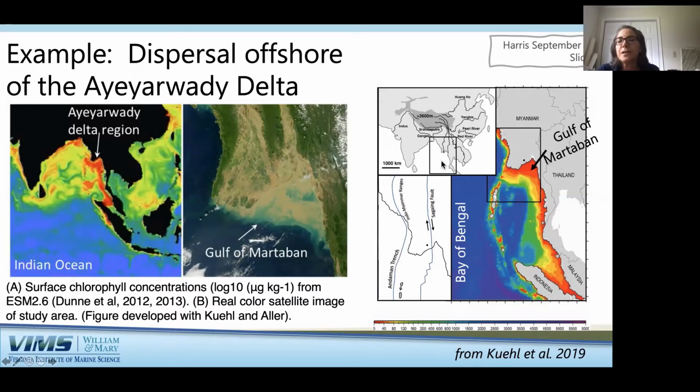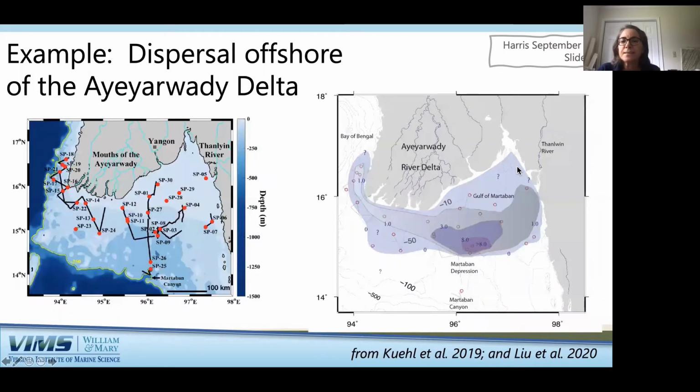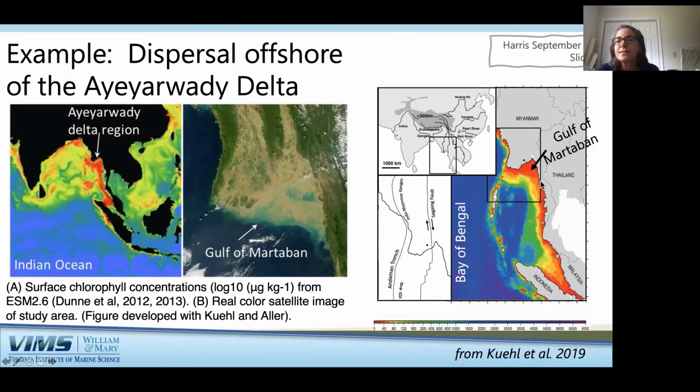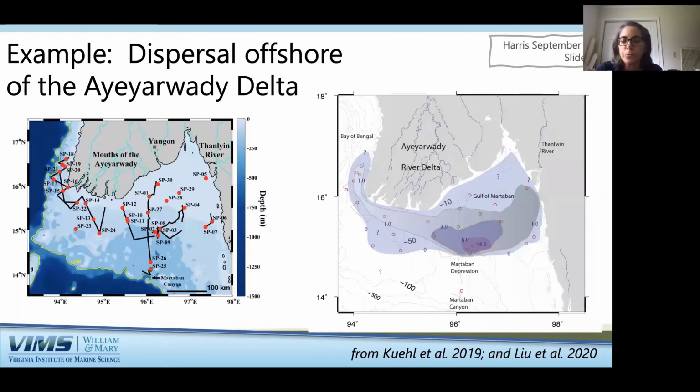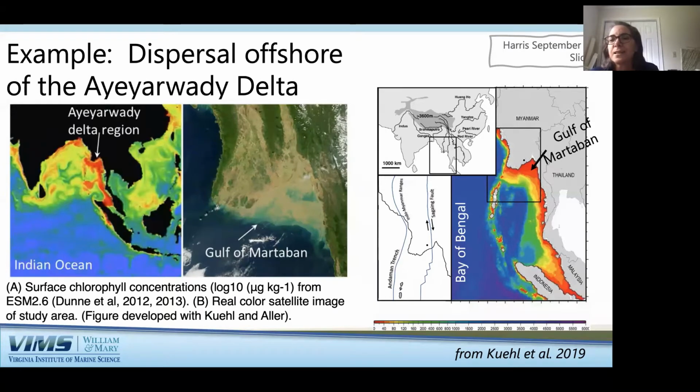So the project that we worked on studied this area here south of the Irrawaddy Delta, and also to the east of the Irrawaddy Delta. And there are two rivers that feed a lot of sediment into this area. That's the Irrawaddy River as well as the Thanlwin.